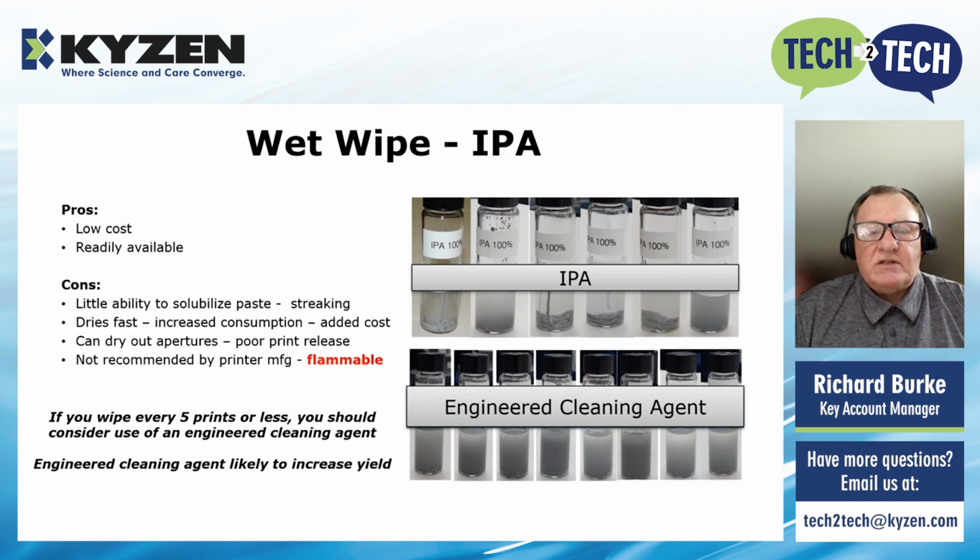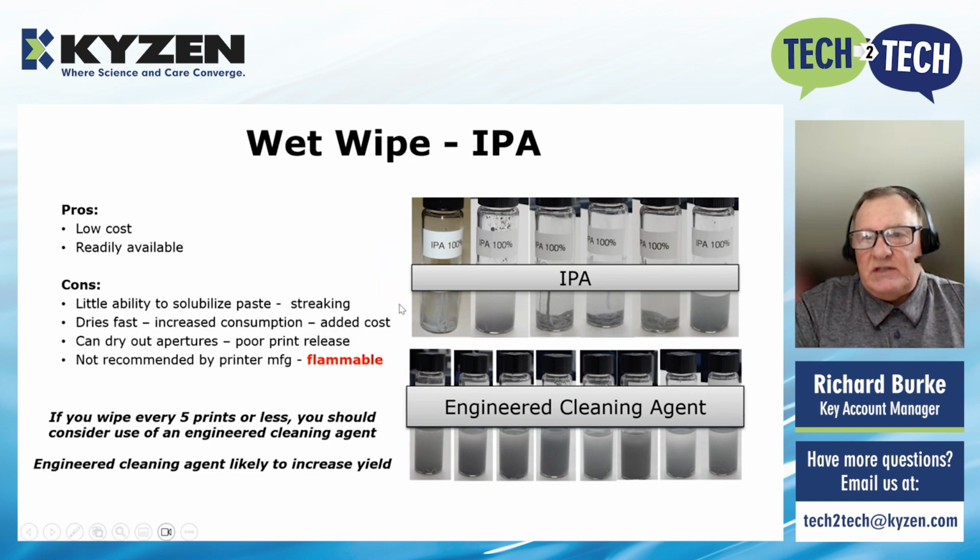Also, it dries fast. Because it's drying fast, that can add cost because we need to use more material to saturate that paper and compensate for the quick drying of an IPA. It can also dry out the apertures, causing poor print release. And lastly, but not insignificant, it is a flammable material, and therefore, from a health and safety standpoint, something that we may want to consider. In terms of the printer manufacturers, none of them would recommend the use of IPA for that reason.